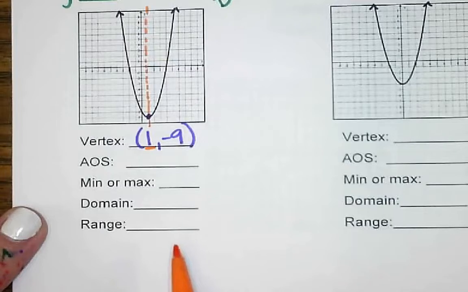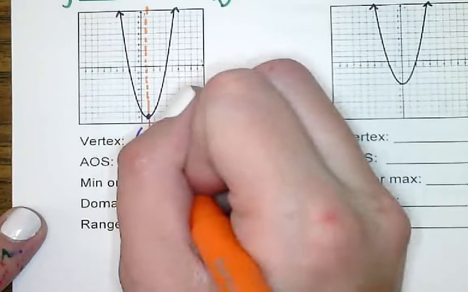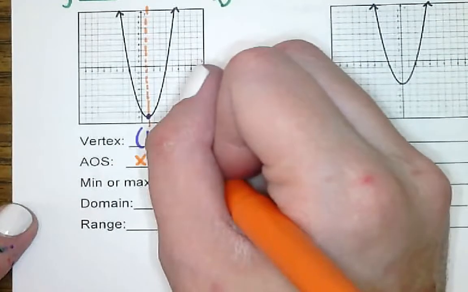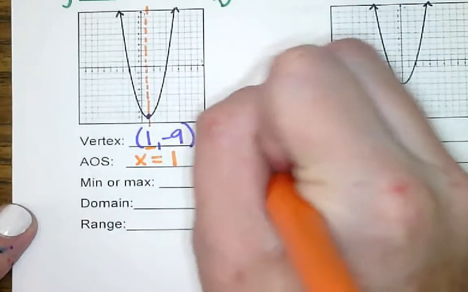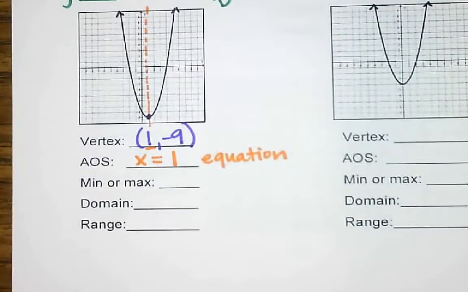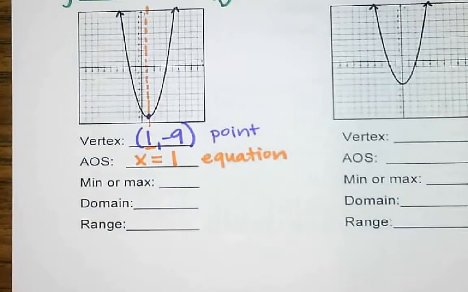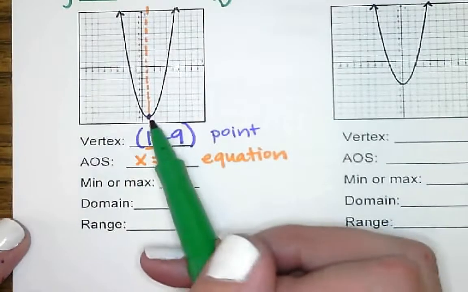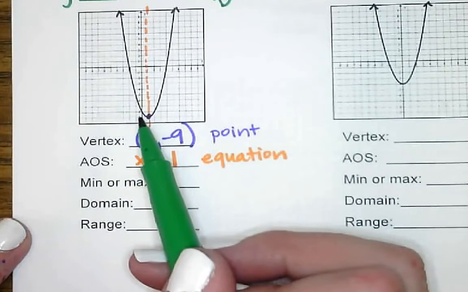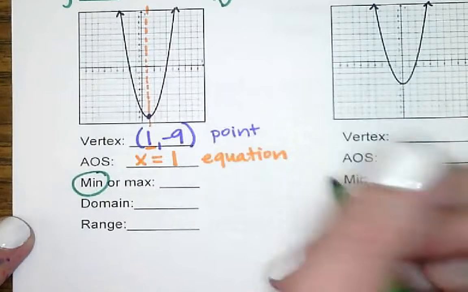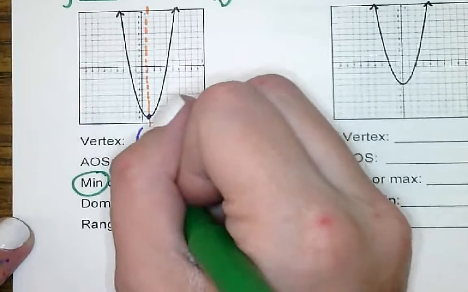X is equal to 1. So, y'all, remember, it's not just 1. It's a whole equation. All right, guys, your axis of symmetry is a whole equation. Your vertex is just 1 point, right? But your axis of symmetry is a whole equation. X equals 1. Now, guys, looking at this graph, is this going to be a minimum or a maximum? A minimum, because it's the lowest point. Very good. And our lowest value here is also connected to the vertex at -9.